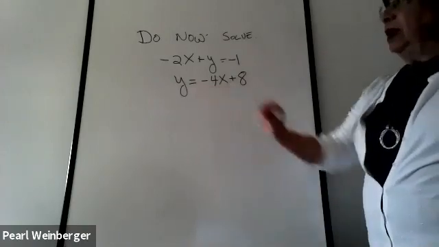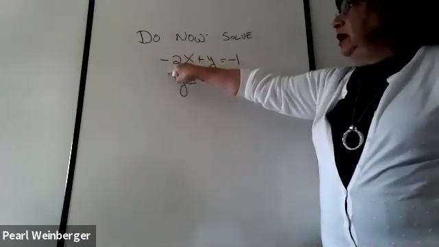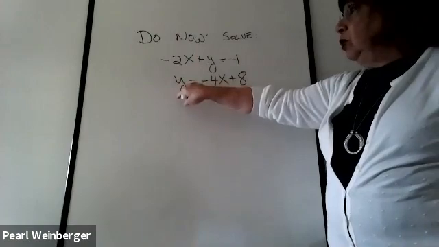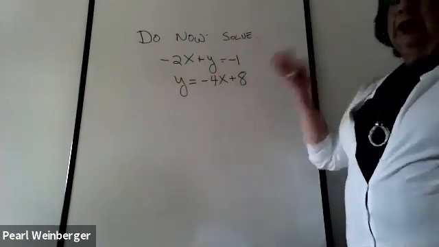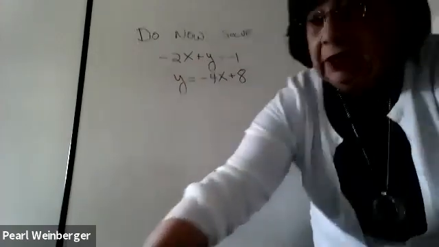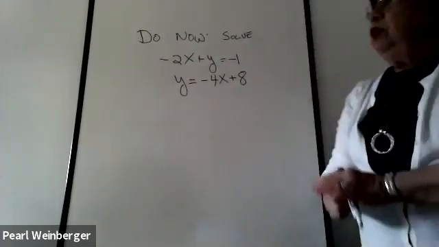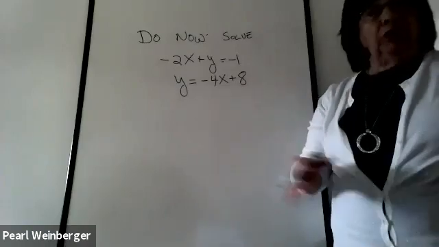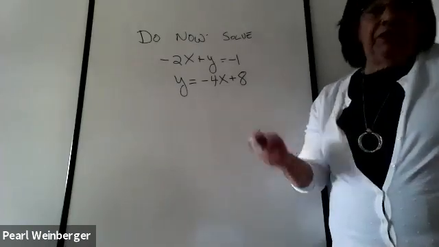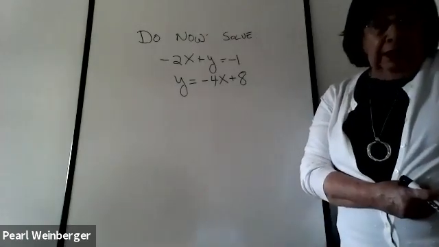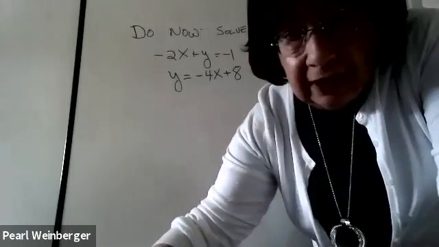Okay, but let's look at this problem. We have two equations, negative 2x plus y equals negative 1, and also the second equation, y equals negative 4x plus 8. It is a system of equations. So if we want to solve this system of equations, we have two options. Well, actually, we have three options. We could graph it, but we said we're only going to use a graphic method if they specifically tell me I have to use the graphic method because it's long and sometimes not very accurate.